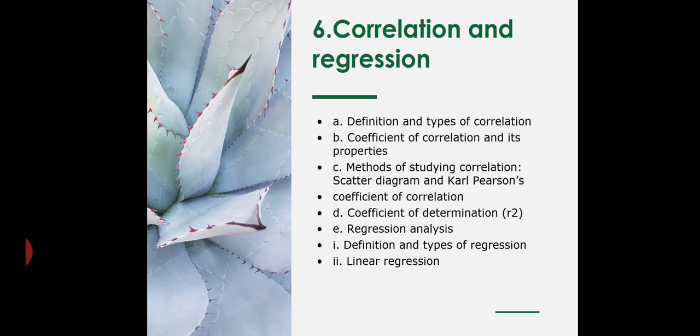Most of the theoretical part is included here. First, correlation and regression. We have to see the definition, types of correlation, coefficient of correlation and the properties of correlation. Next, methods of studying correlation, that is the scatter method and the Karl Pearson method. Then we have to see the coefficient of determination. Next we have to see regression types and their definition. Next we have to see linear regression in detail.